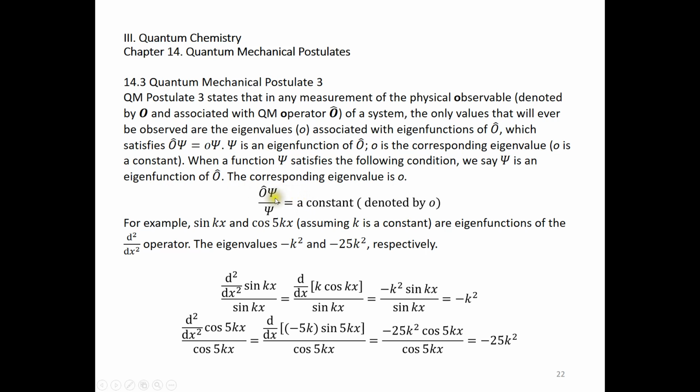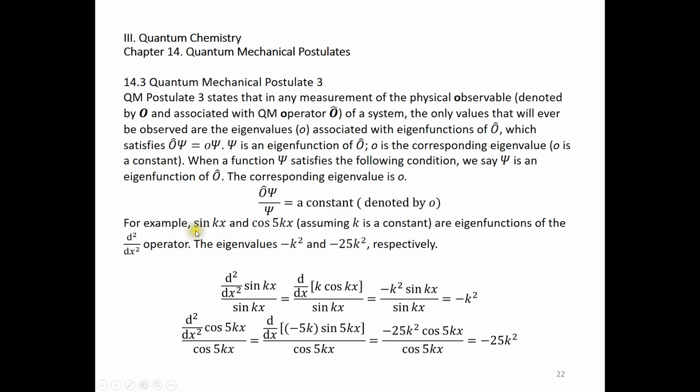The condition is simply that O psi over psi is a constant, and that constant is denoted by a lowercase o. So if you apply the O operator to psi and then divide by psi, and the result is a constant, we say the function psi is an eigenfunction of the O operator with the corresponding eigenvalue, which is that constant denoted by lowercase o.